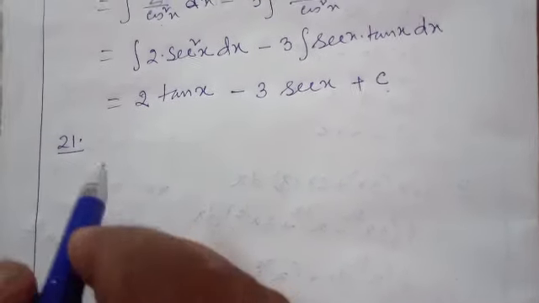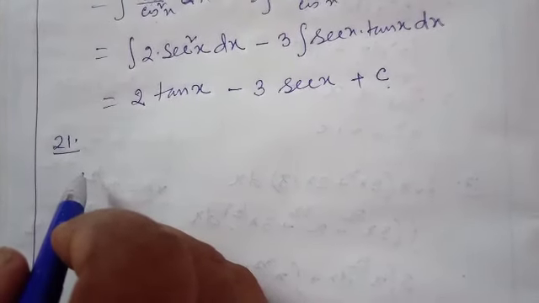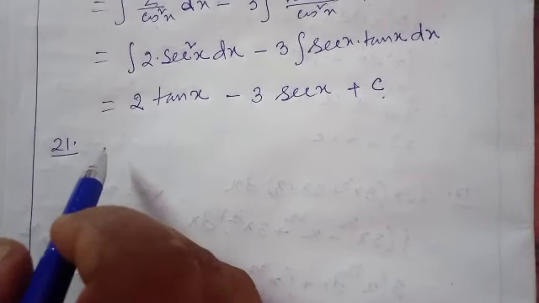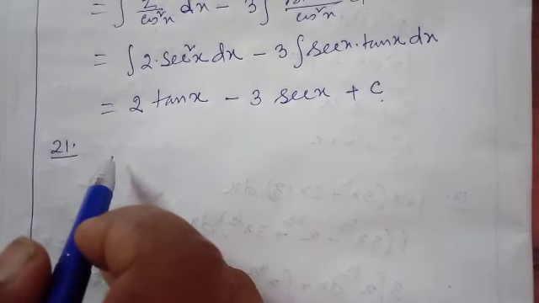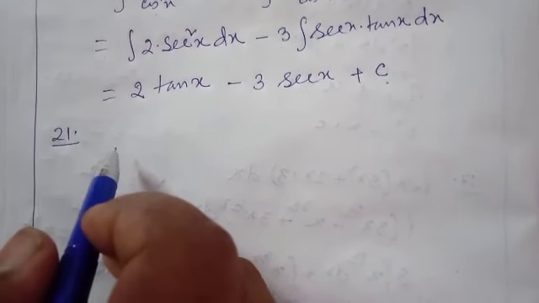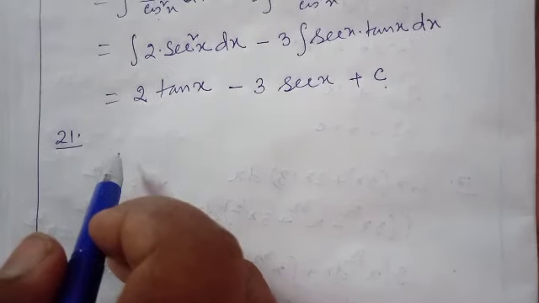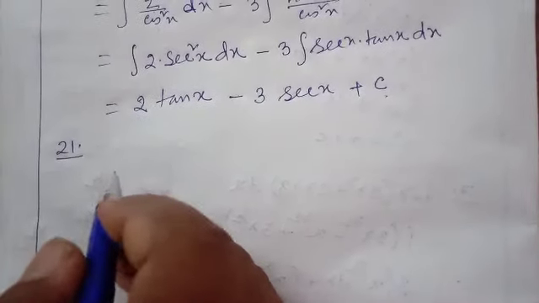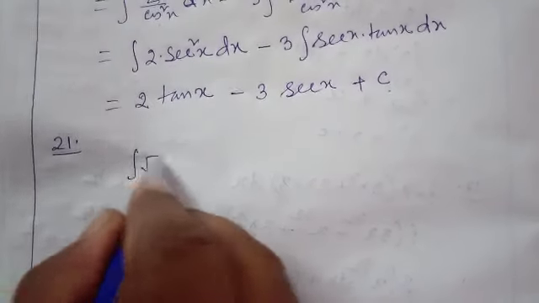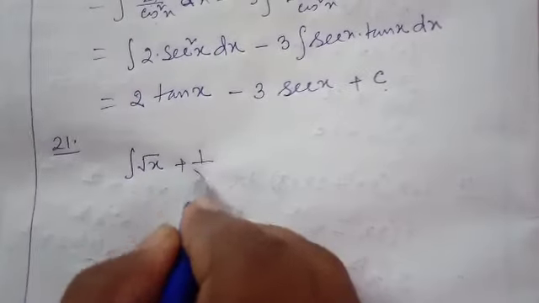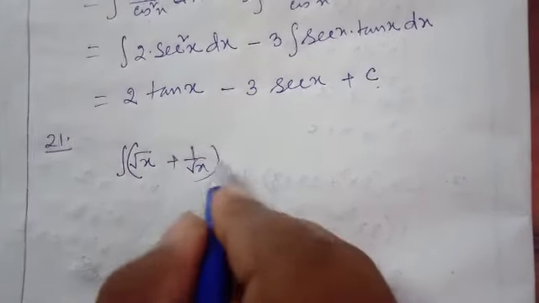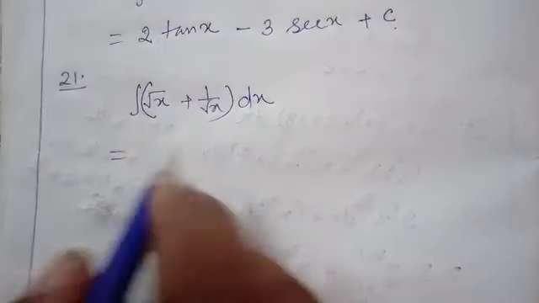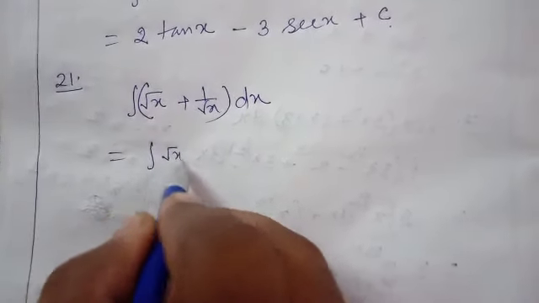Next, in 21 and 22, sums given, the MCQ type sum. So for the first, 21, the antiderivative of root x plus 1 by root x. So its antiderivative you have to find. Antiderivative means you have to find out its integration. So first you write it, integration of root x plus 1 by root x dx in integration form. So integration, how you solve it? You separate it at first.